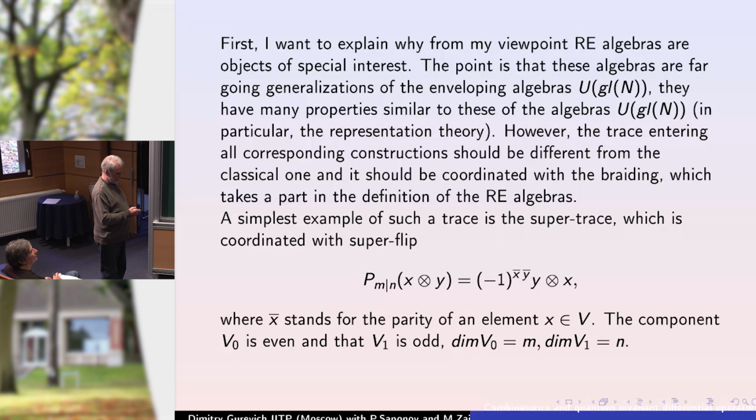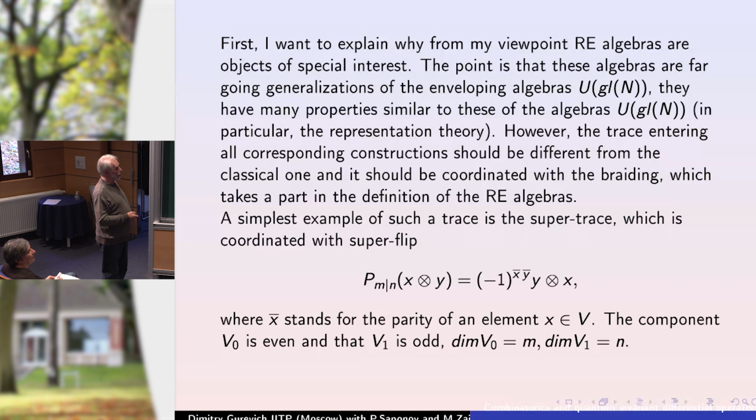This algebra looks like the enveloping algebra U(gl_N). And this algebra has many properties similar to properties of that algebra, in particular the representation theory. However, the traces entering all corresponding representations of this algebra should be different from the classical one and should be coordinated with the grading which comes in the definition of this algebra.